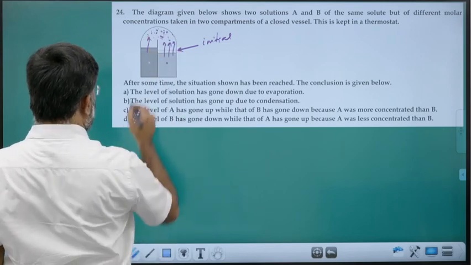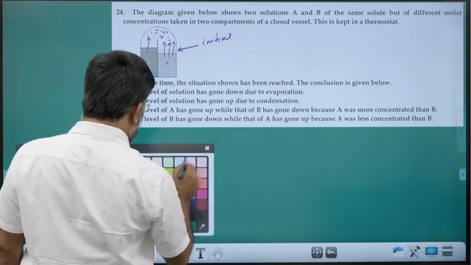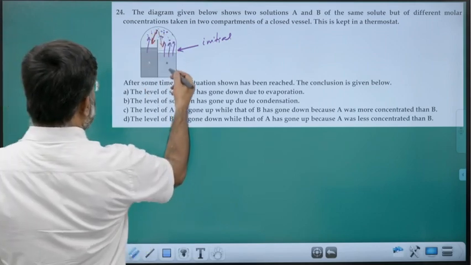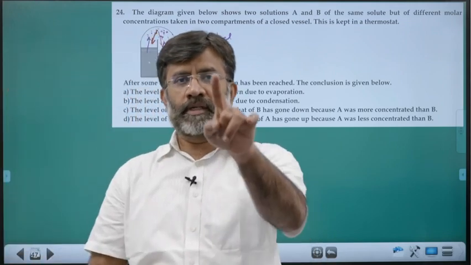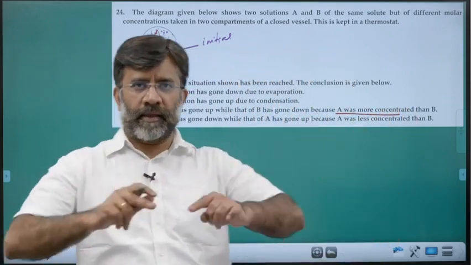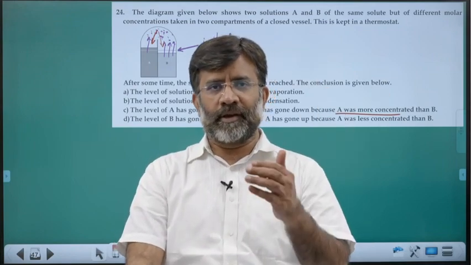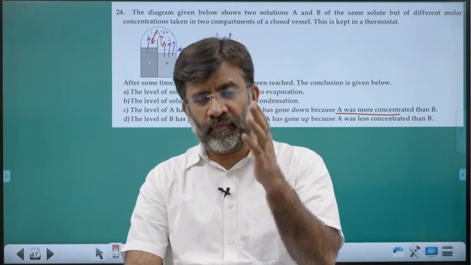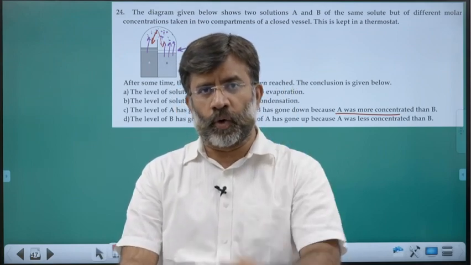And now they are condensing back equally. See, these vapors are condensing back equally. But there is more evaporation from B. Evaporation from A is less because it is more concentrated. A was more concentrated. Since A is more concentrated, there is more amount of solute particles. Colligative property is more. Colligative property more means lowering of vapor pressure is more. That means vapor pressure is low, evaporation is low.